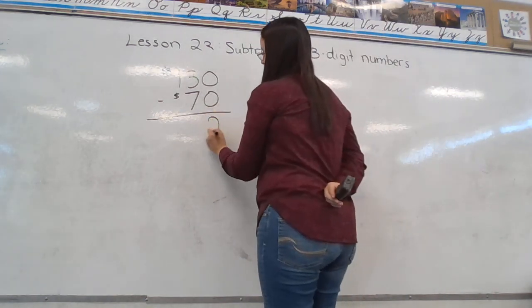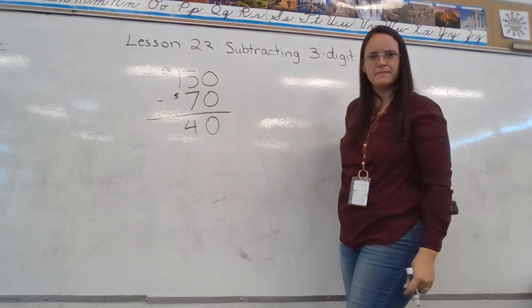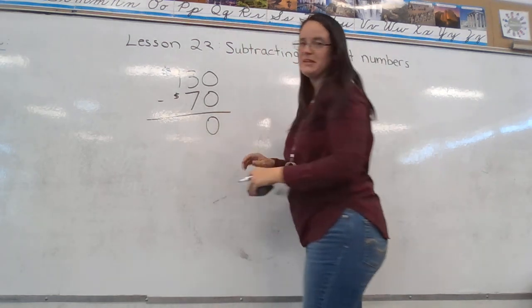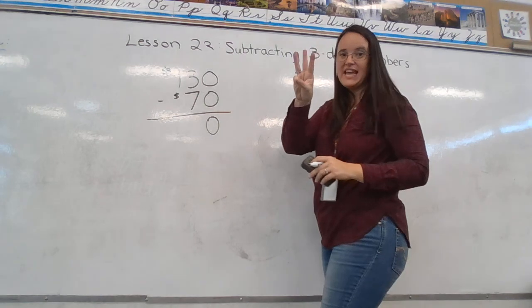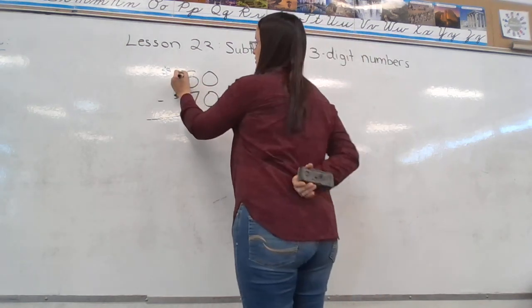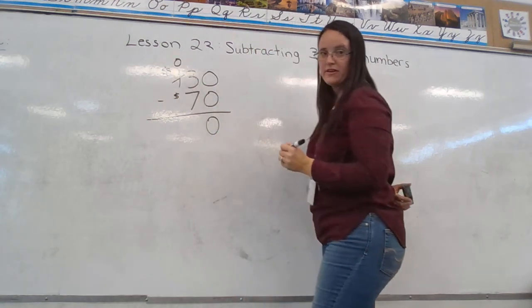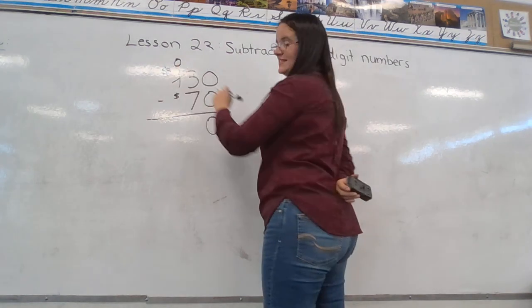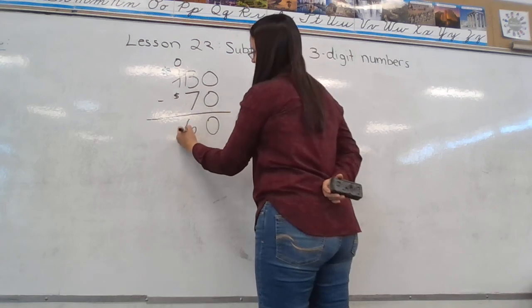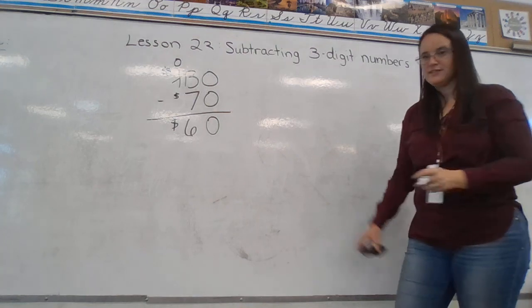So 0 minus 0, 3 minus 7. I think that's 4, right? If you said wrong, you would be correct. If I have 3 10s, I cannot give you 7. I don't have enough, so we have to borrow. I only have 100. So I'm going to break that one apart into 10 tens, and I have 0 hundreds left. We'll sneak my 1 in there, 13 minus 7. The customer would have $60 left.